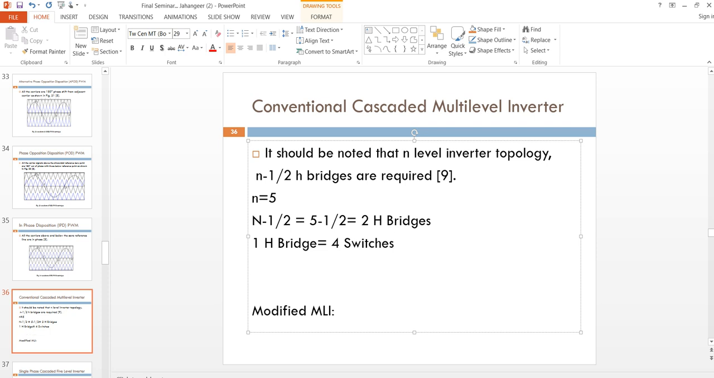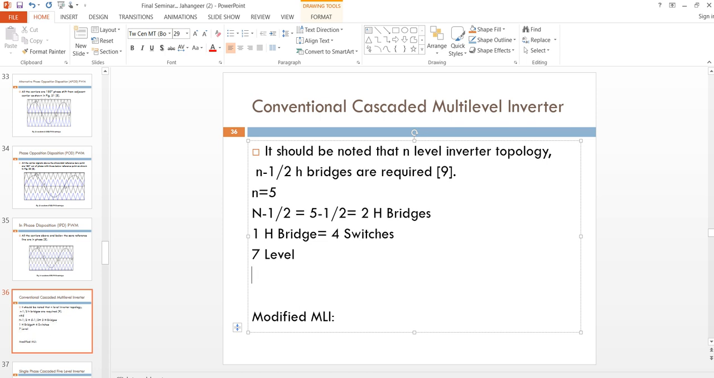Similarly, if you are working with 7 level, 7 minus 1 over 2 will be 3, so you require 3 H bridges. In each H bridge there are 4 switches, so altogether you require 12 switches to implement 7 level in conventional cascaded multi-level. And for 9 level, 9 minus 1 over 2 means you require 4 H bridges, and 4 H bridges means you require 16 switches to implement 9 level.